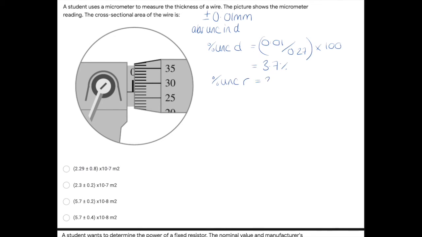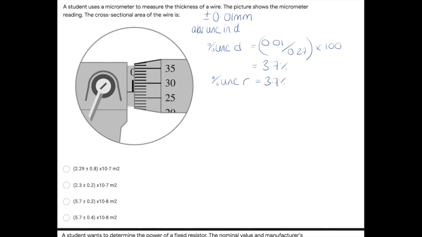So if the percentage uncertainty in D is 3.7%, we know that the percentage uncertainty in R will also be 3.7%. Because in finding our value for R, we are dividing D by 2, and therefore that doesn't carry with it any additional or lack of uncertainty. So the percentage uncertainty in R is also 3.7%.